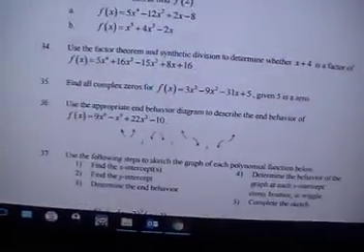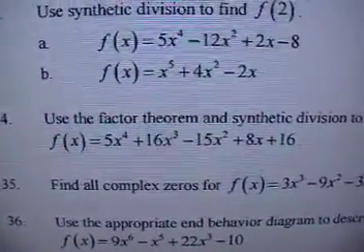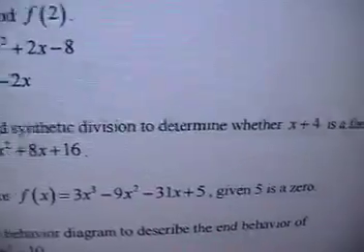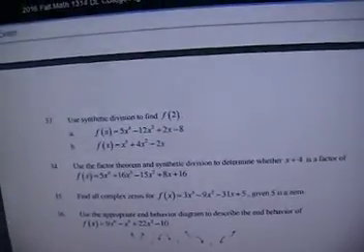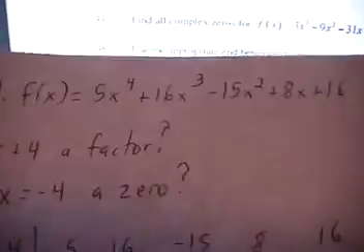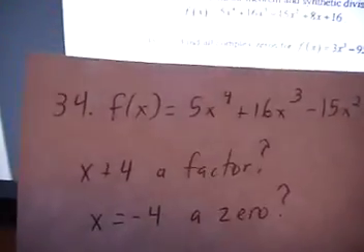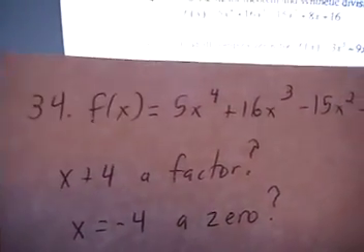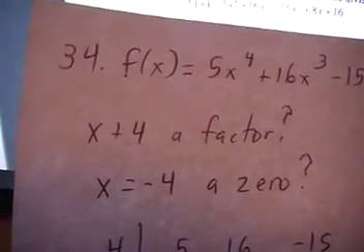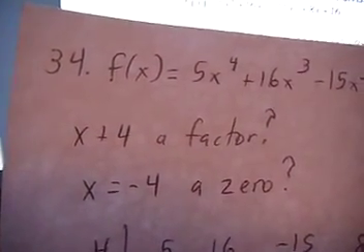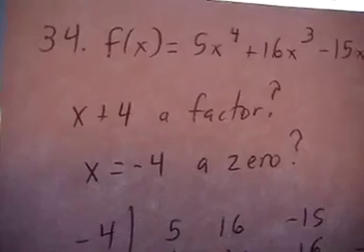Okay, 34, 35, and 36 kind of all go together. 34 says use the factor theorem and synthetic division to determine whether x plus 4 is a factor of this long polynomial. So there's a long polynomial given, 5x to the fourth all the way down to 16. Is x plus 4 a factor of it? That's the same question as asking, is x equals negative 4 a 0 or not? And for these, you want to work with the 0, you don't want to work with the factor. They sometimes give you a 0, they sometimes give you a factor, but you always work with the 0.